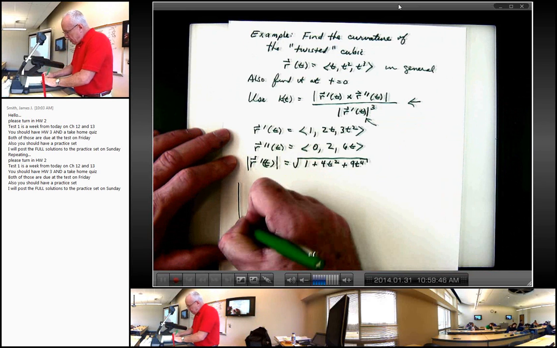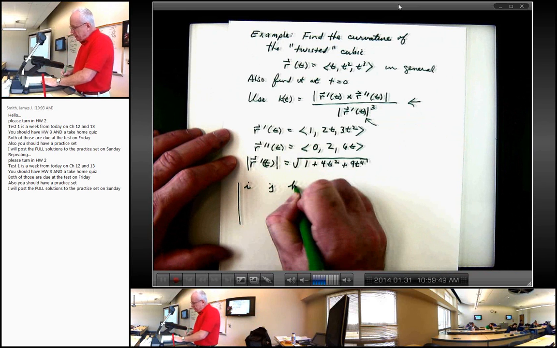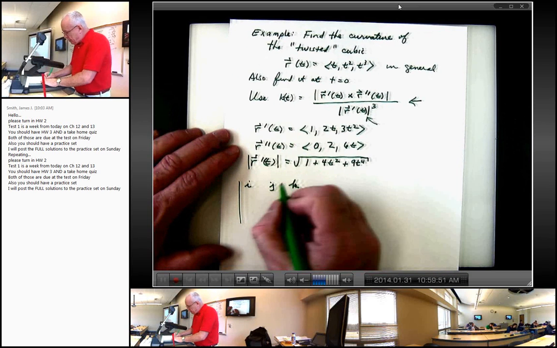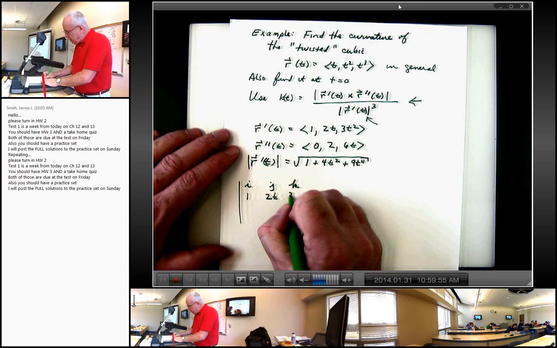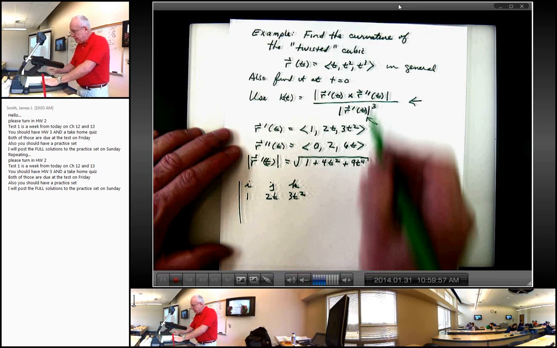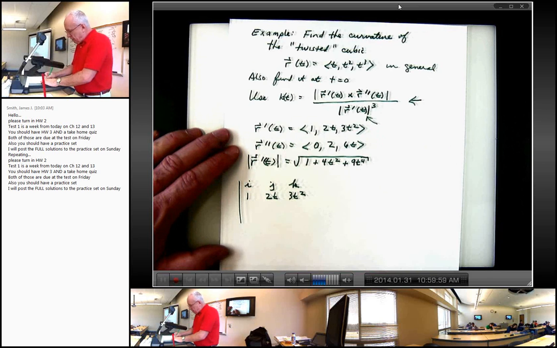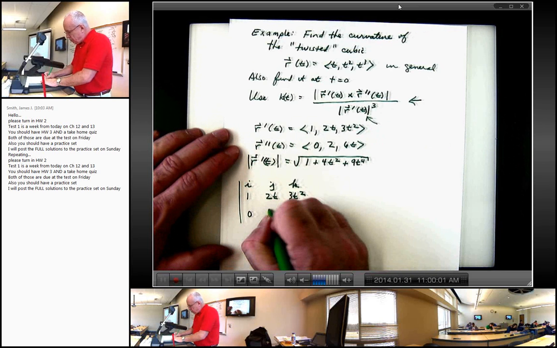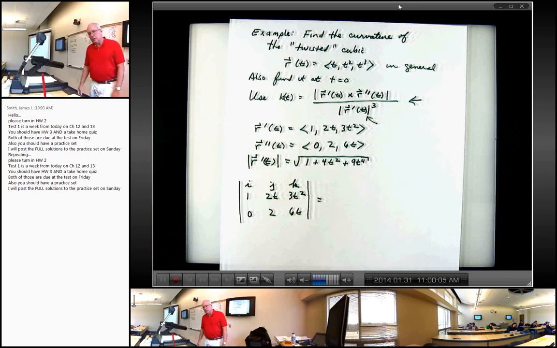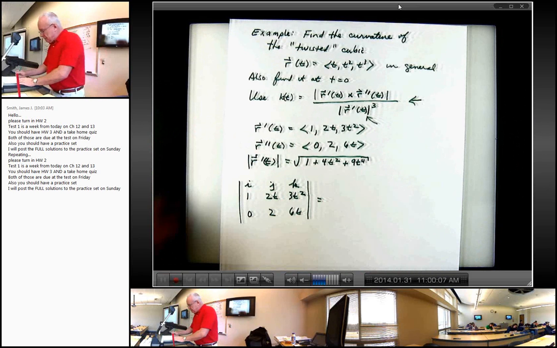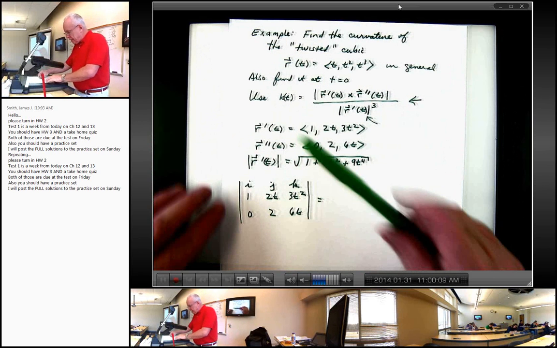Okay, so let's do our i, j, and k here, and let's put in r prime: 1, 2t, and 3t squared, and then put in r double prime: 0, 2, and 6t. All right, so let's bite the bullet and figure this one out. It's not too bad, I don't think.